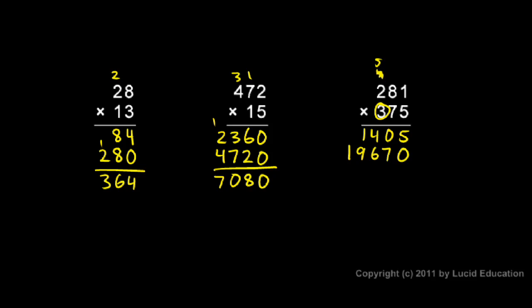Now I multiply the 3 times each of those digits, and I need 2 zeros down here as placeholders. 3 times 1 is 3. 3 times 8 is 24. So I've got a 2 there now, 24. 3 times 2 is 6. And then add that 2, and I get 8. And then I add these 3 numbers up.